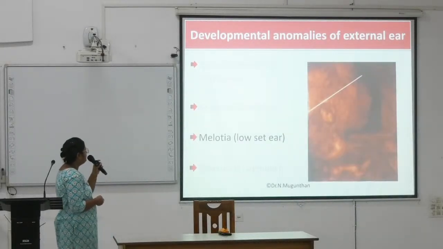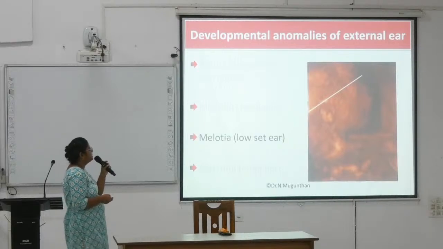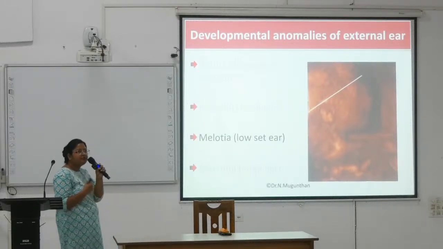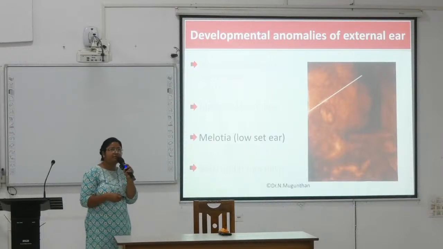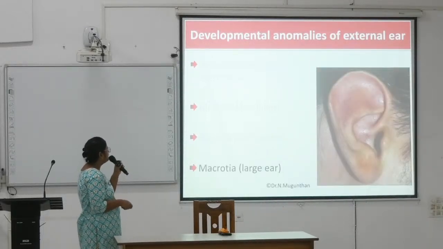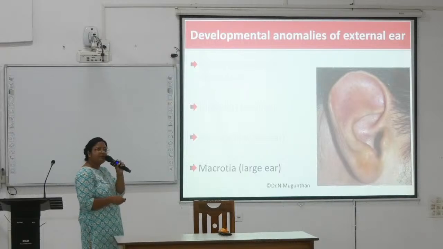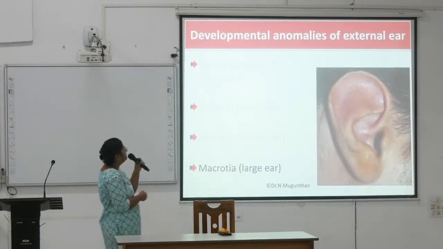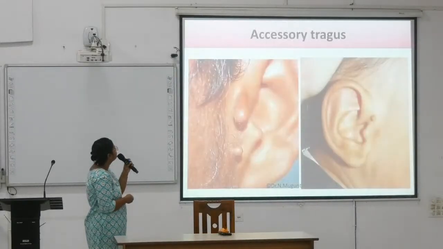Next is melodia. This is low set ear. Low set ear occurs in Down syndrome or different chromosomal abnormalities. Next is macrotia. Macrotia is large ear. So these are the different developmental anomalies of external ear.